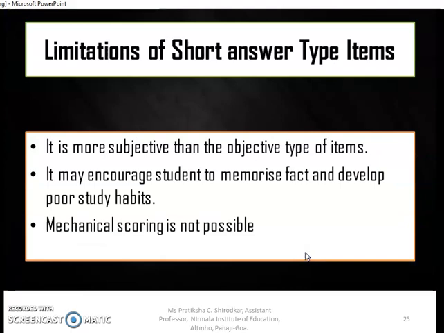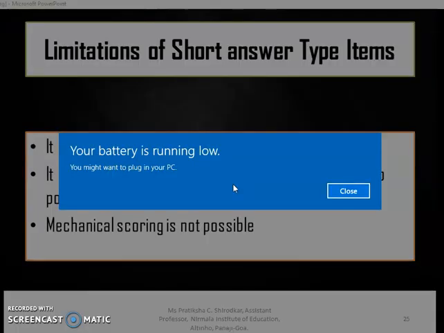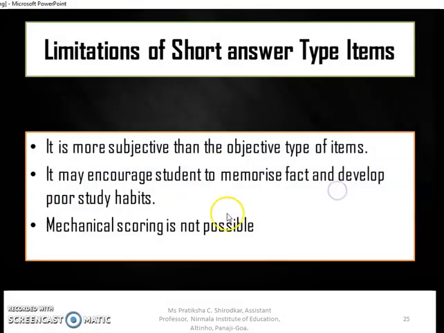Apart from its advantages, there are certain limitations to it as well. It is more subjective than the objective type of test items, but less subjective than that of essay. It may encourage students to memorize facts and develop poor study habits. Mechanical scoring is not possible as it has value points, and you have to score the student based on the value points that they have written in the answer.